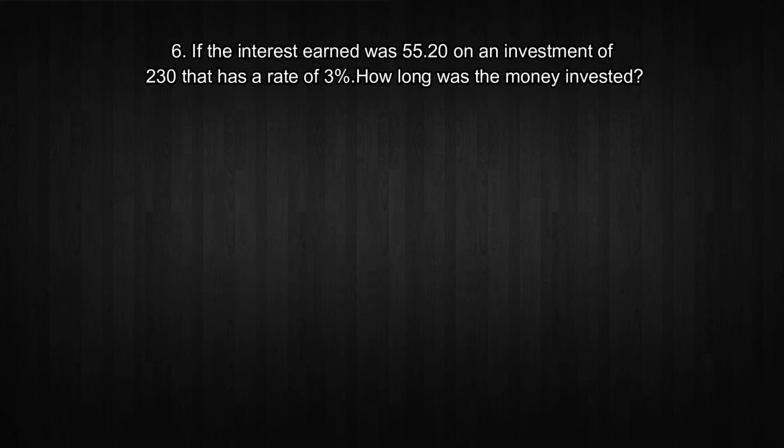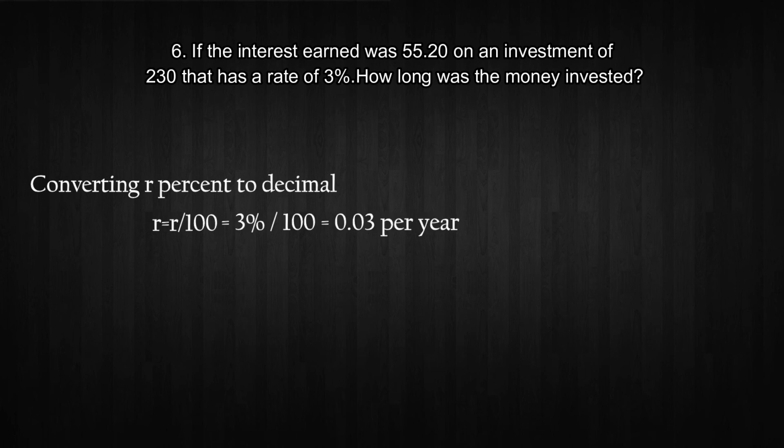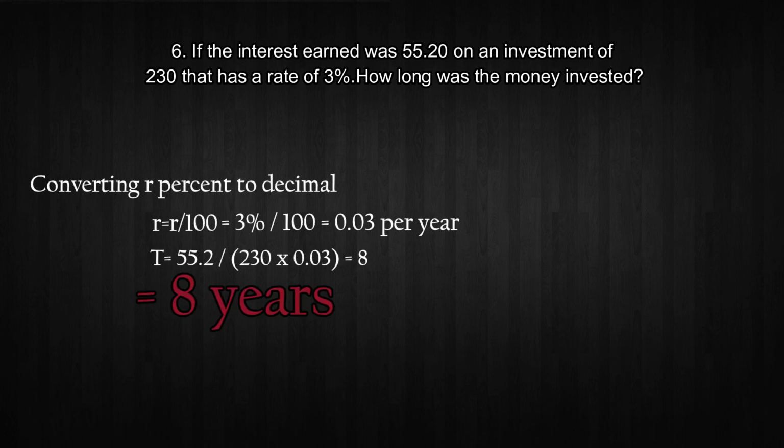If the interest earned was 55.20 on an investment of 230 that has a rate of 3%, how long was the money invested? So, first converting our percent to a decimal, then solving our equation, the time required to accumulate simple interest of 55.20 from a principal of 230 at an interest rate of 3% per year. So the answer is 8 years, how long the money was invested.